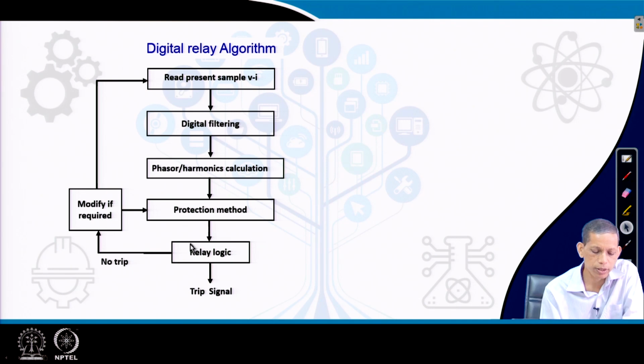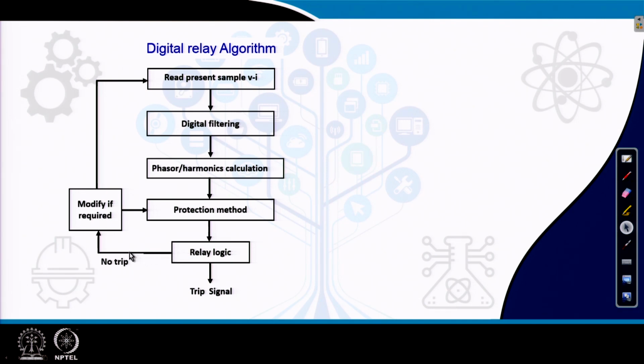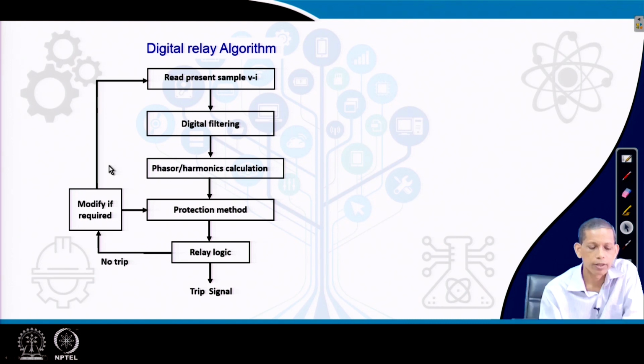And if there is no fault case, then it can go on with continuous reading of the samples, or it can also modify the corresponding settings depending upon the system condition, in the form of an adaptive relay and so on.